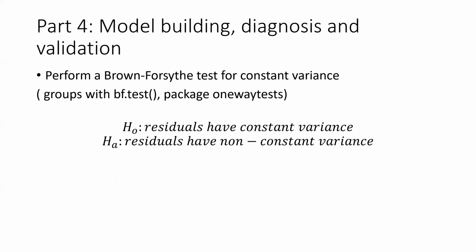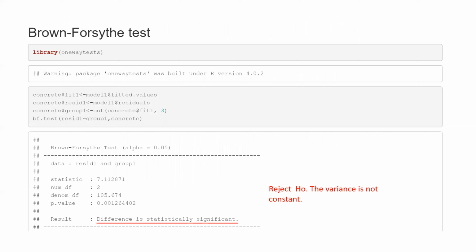Then we perform a BF test for constant variance. The H0 is defined as follows: residuals have constant variance, so HA can be defined as residuals have non-constant variance. So here is the R code for the BF test. The result is statistically significant, which means that we should reject H0. The variance is not constant.